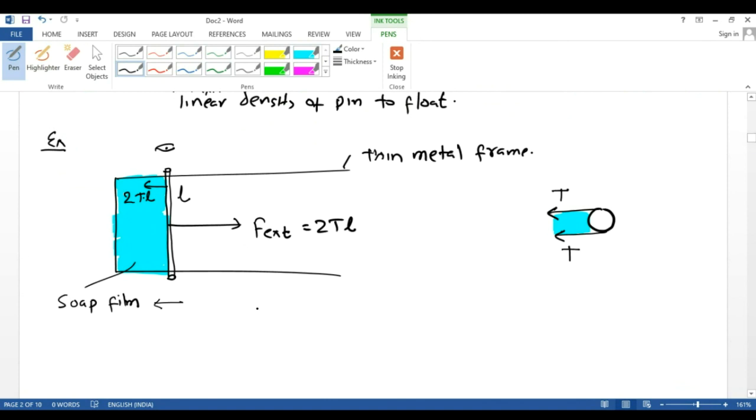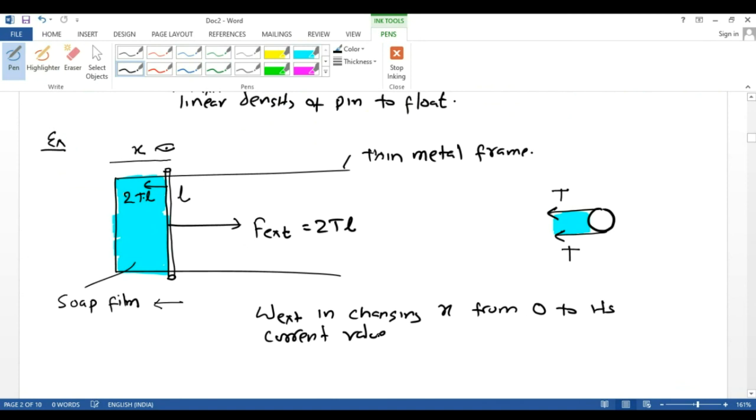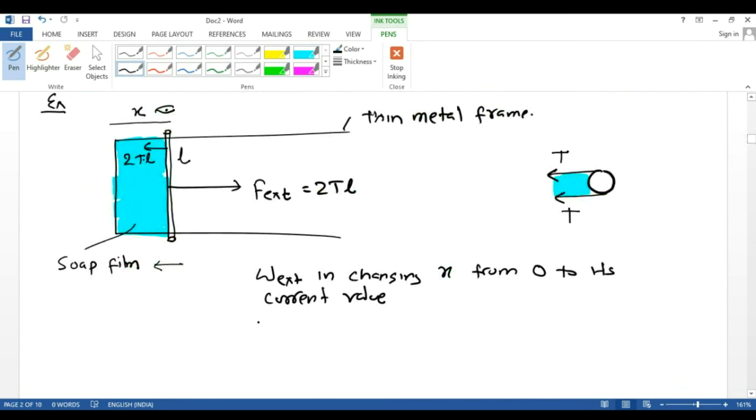So what will be the work done by this external force? W external. Let us say that this length is x, and W external in changing x from 0 to its current value. So when it was 0, it means that there was no thin film, right? So then this simply comes out to be, because this force happens to be constant, W external is equal to F external, that is 2TL into x.